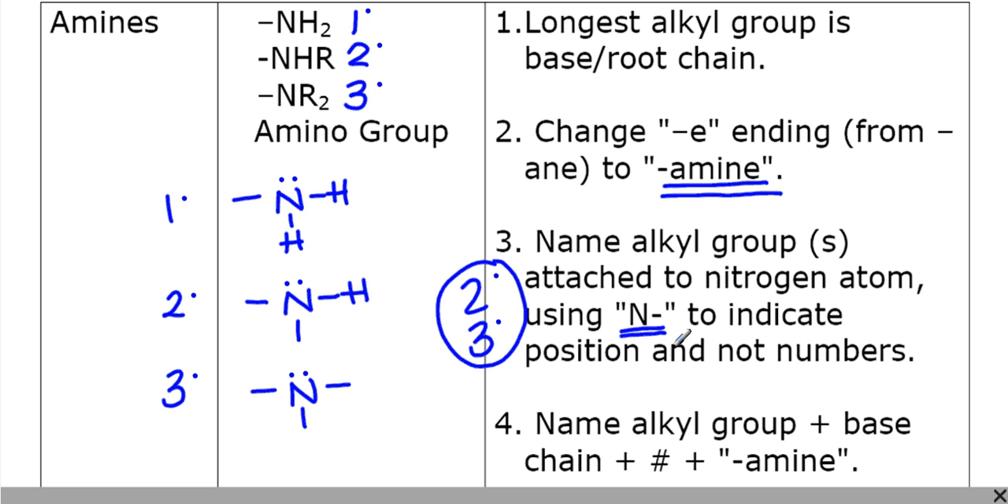When you put it all together, you're going to put any branches first, if there are branches. So name the alkyl groups. Then you're going to put the base chain, and then you're going to put amine at the end. Now, the other thing you might find is the amine might not be attached at the very end. It might be attached somewhere in the middle. So if it's not attached on the end, you also need a position number to indicate where that amine is attached.